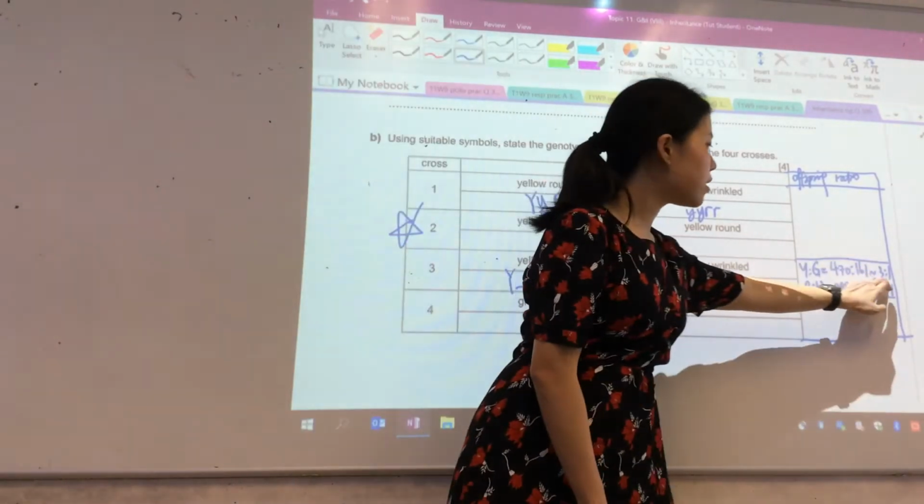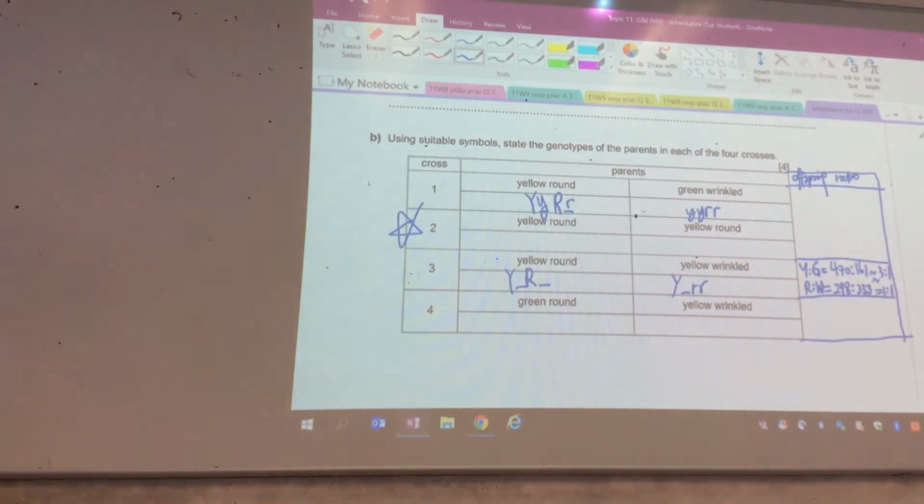How do you get a 3:1 ratio? Both are heterozygous. They have to be both heterozygous. How do you get a 1:1 ratio for the other gene locus? One heterozygous and the other recessive, homorecessive. So that's how you do it. Again, separate gene locus.